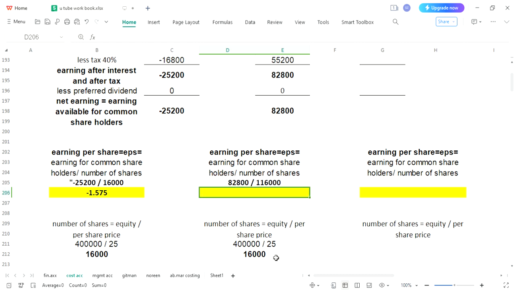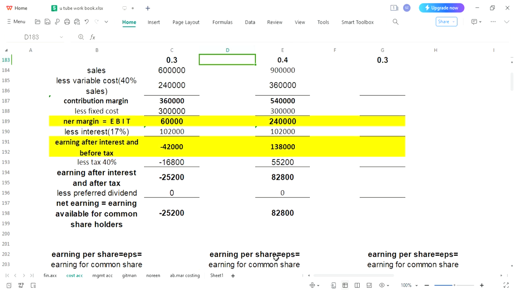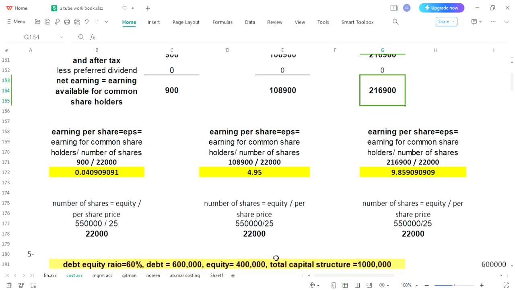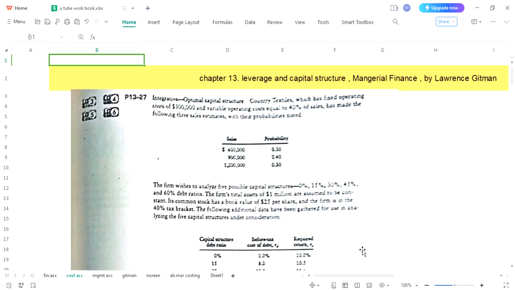All right, and now we will calculate our earning per share by dividing earning available for common shareholders by the number of shares 16,000, and here number of shares were 16,000. So we have got 5.175 as earning per share for the second part. So thankfully each part is being solved in a very smooth way. We have point third, point 3 probability last, and sale amount is 12 lakh.